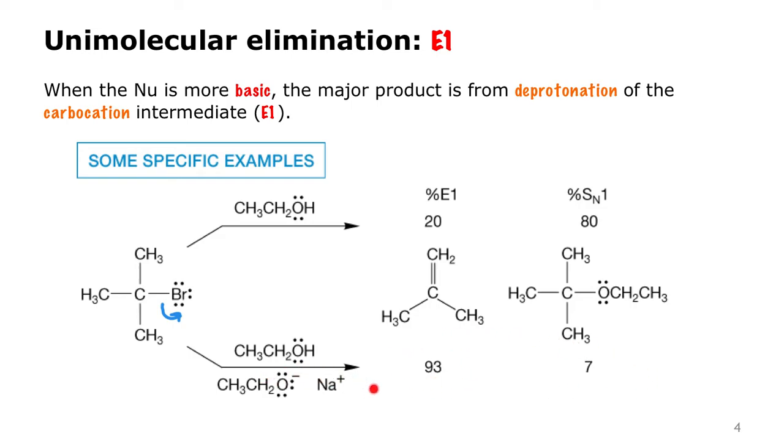And you can see under this set of conditions, we're actually getting 93% elimination and only 7% of substitution because of the strong Bronsted basicity of the ethoxide ion. Ethoxide has the same basicity as hydroxide. You want to think of this as just an organic derivative of a hydroxide ion.